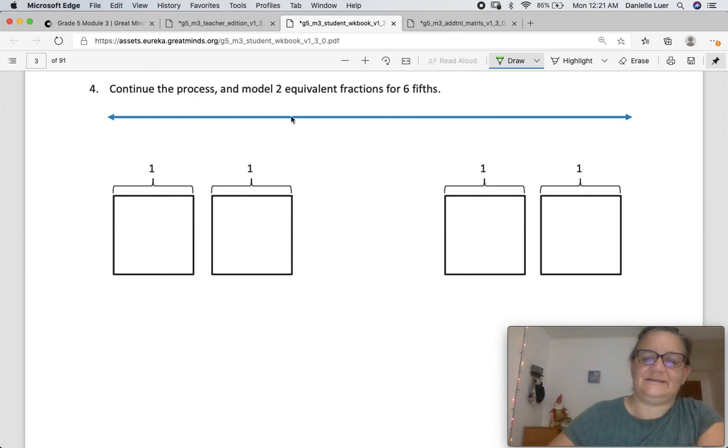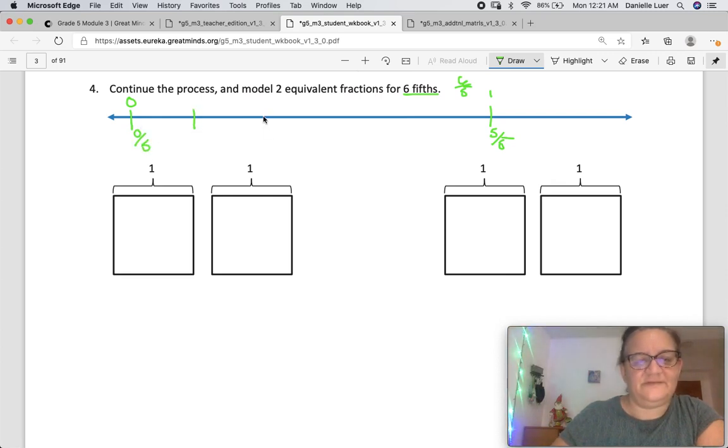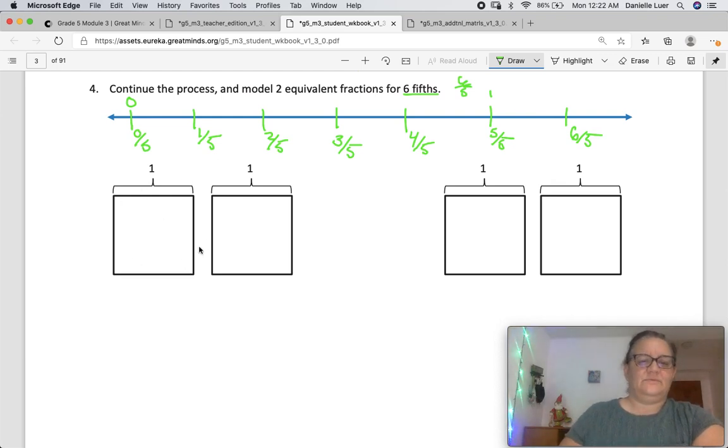Okay, number 4 is a mixed fraction. Well, not a mixed fraction, it's an improper fraction. So here's my 0, and here's my 1, but it's 6/5, so 6 over 5. Well, 1 over 1 is 5 over 5, and 0 is 0 over 5. So here I've got 1/5, 2, 3, 4/5, and over here is 6/5. So 6/5 goes over here, 4/5, 3/5, 2/5, 1/5, which means that each of these gets split into 5.